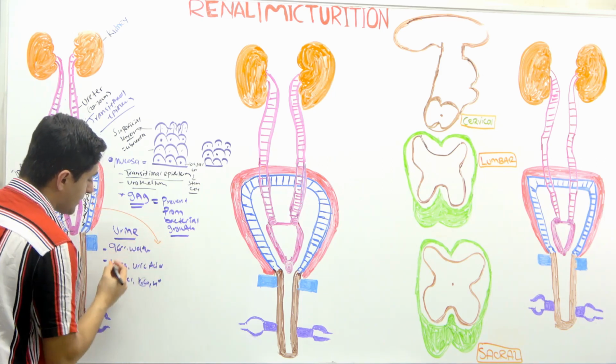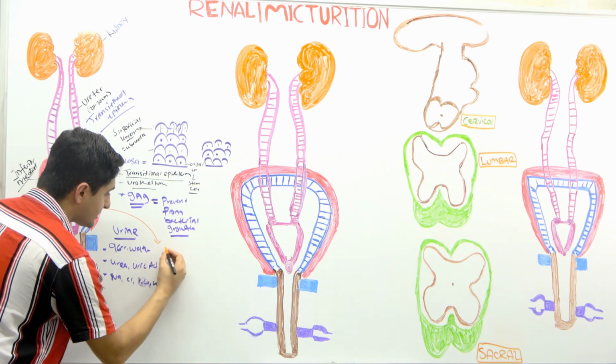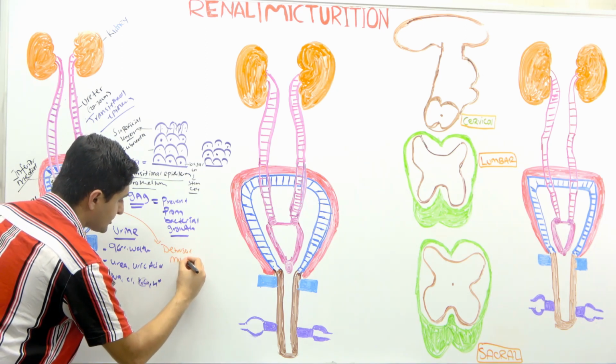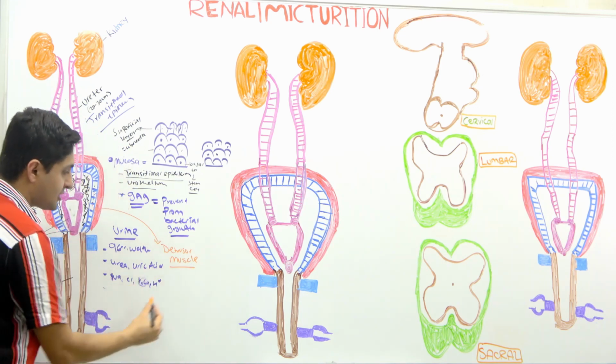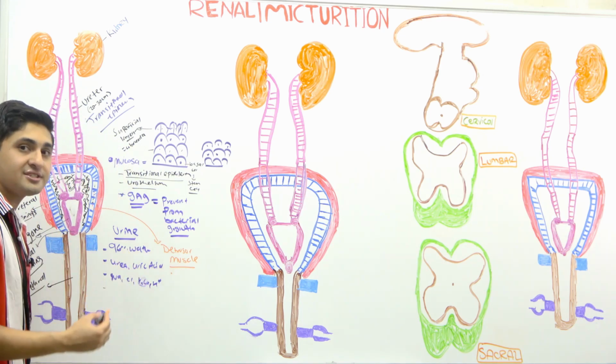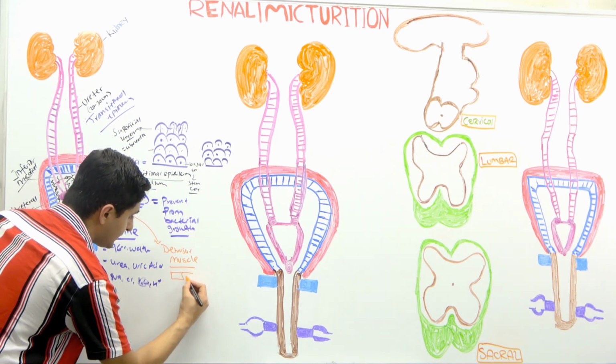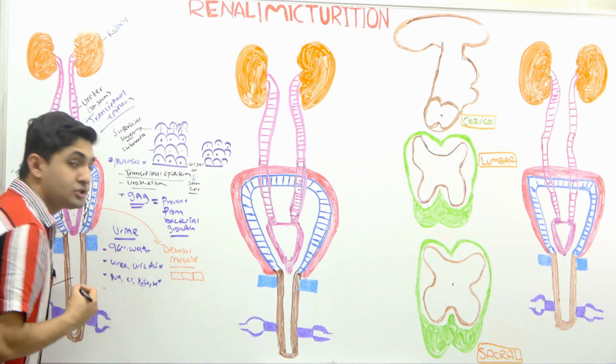Okay, this is very important. This muscularis layer is called the detrusor muscle. Okay, and there's the importance of the detrusor muscle. This detrusor muscle itself is divided into 3 different parts. It has a first inner longitudinal layer.